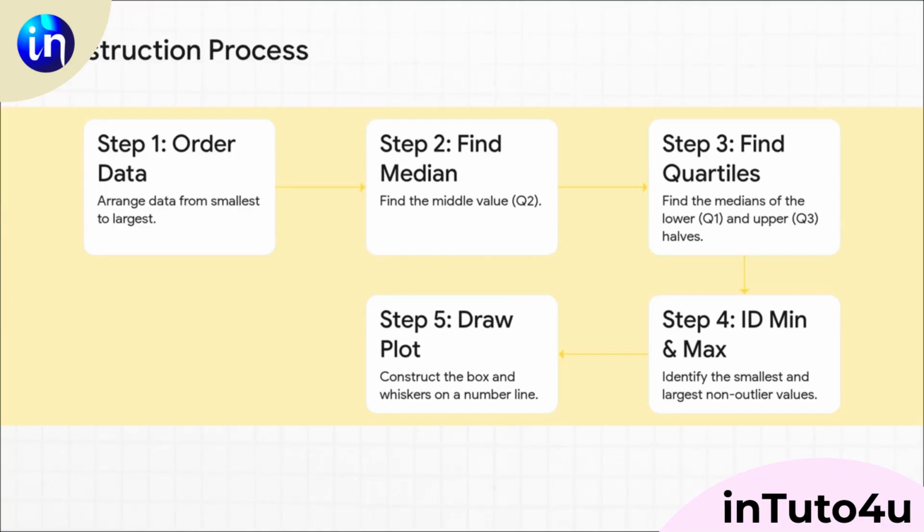Step 1, you always sort your data. From there, you find the exact middle. That's your median, which splits your data in half. Then you basically just do that again. You find the middle of each of those halves to get your quartiles. Once you have those core pieces, you're pretty much ready to draw.